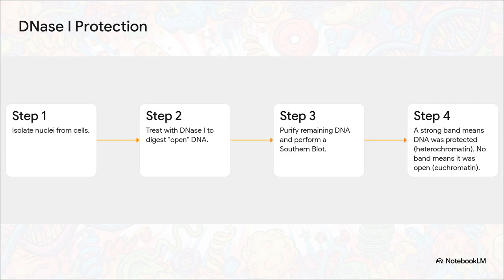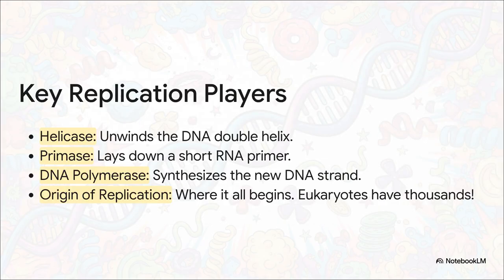So when you run everything on a gel, what do you see? A nice, strong band means your gene survived. It was protected. But if the band is weak or totally gone, that means it was out in the open and got eaten.